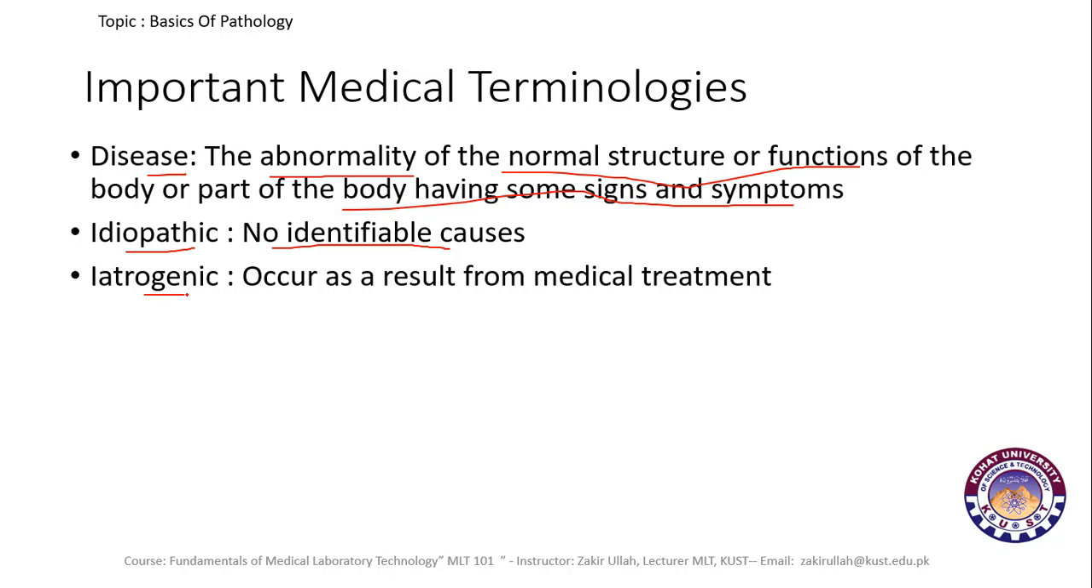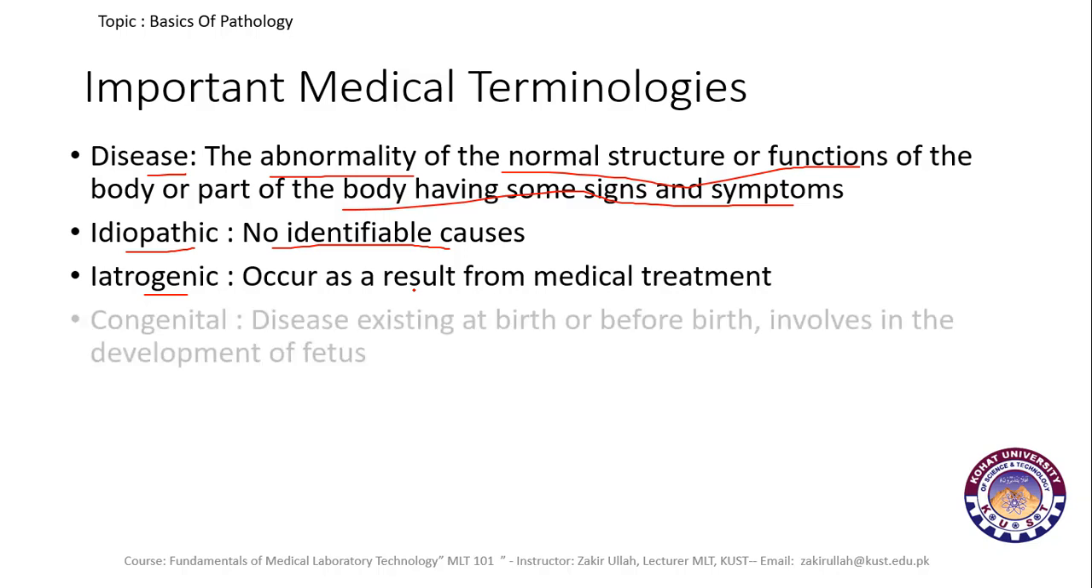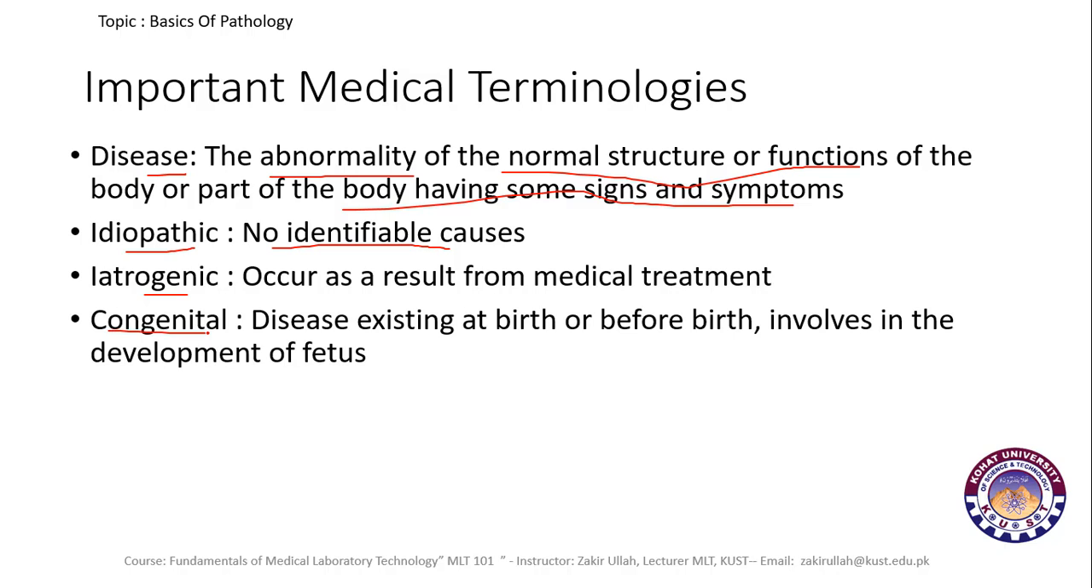Iatrogenic disease is another type of disease, and this disease occurs as a result of medical treatment. For example, if a person comes to the hospital and after the treatment he develops another type of disease, that is called iatrogenic disease. An example is the reaction to any drug or pharmacological agent. If a person develops any sign or symptoms, any sort of disease condition after the intake of medicine or a drug, that sort of disease is called iatrogenic disease.